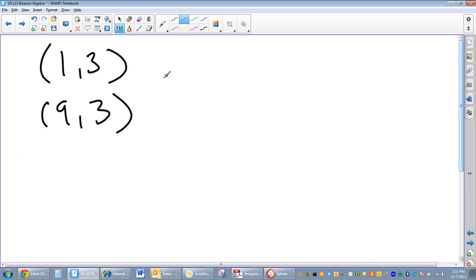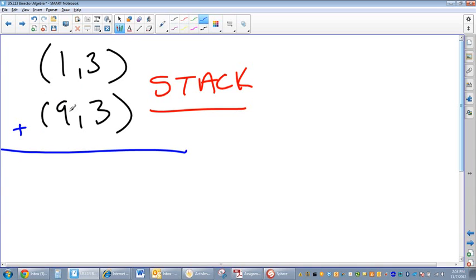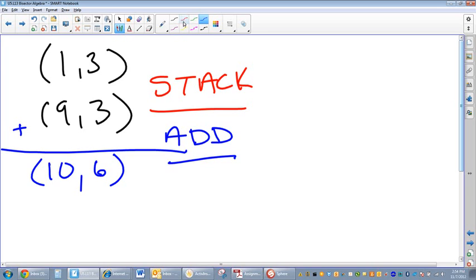So what I can do here is take my ordered pairs and stack them. Then I'm going to add them. What is 1 plus 9? 10. What is 3 plus 3? 6. I'm going to stack, I'm going to add, and then if I'm trying to get an average between two numbers, what should I divide by? Divide by 2. 10 divided by 2 is 5. 6 divided by 2 is 3.